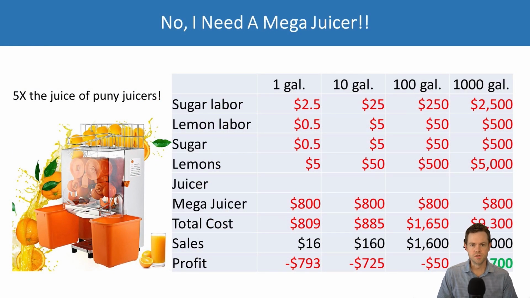The mega juicer. This is 5 times as fast as that puny juicer we had before, but it also costs 8 times as much. So now at $800, this juicer is not for low volume lemonade stands. We'd be losing a lot of money over here. Even at 100 gallons, we're still not even breaking even. We're still negative. But at 1,000 gallons, our profits have gone up even higher.